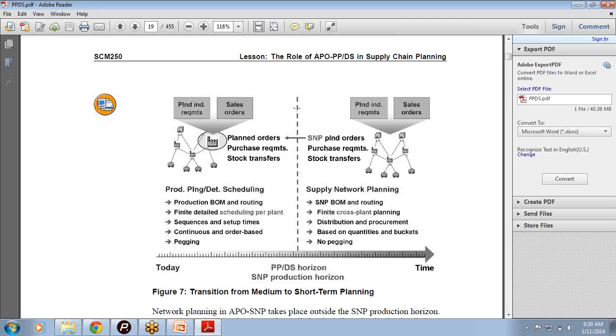So this is almost real-time planning. This is the planning in a very short horizon. This is called the PPDS horizon, where we are doing the planning in PPDS. And this time interval, after 26th March up to say the next 6 months or so, is done in supply network planning. Whether it is done for the next 6 months, 8 months or 4 months is decided based upon the company's needs. There is no hard and fast rule as per APO that planning will be done for 4, 6 or 8 months. It totally depends upon the need of the organization.